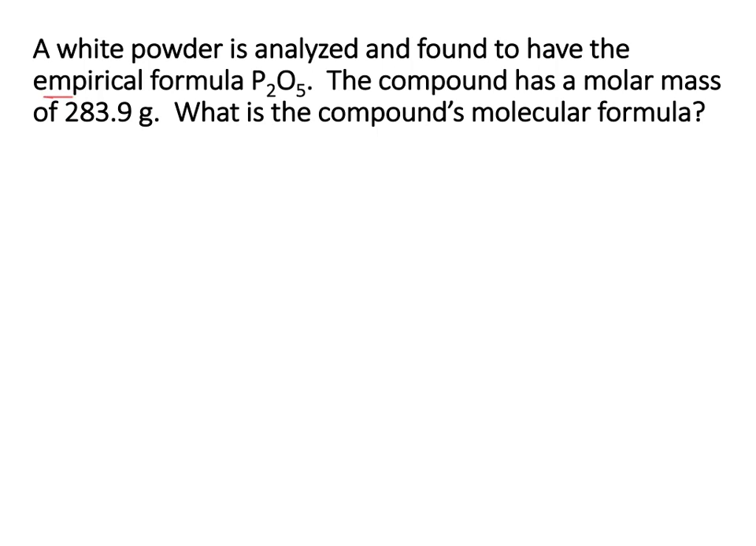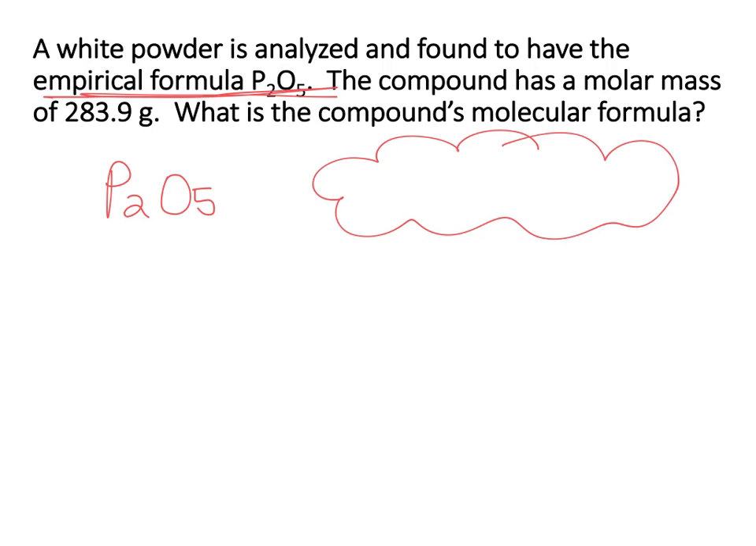Look, they did the hard part for us. They said, hey, I've got this compound. The empirical formula is P2O5. So I've got this white powder. So here I'm gonna draw a sample of my white powder. So draw a blob on your notes that looks just like that. This compound has a molar mass of 283.9 grams. What's the compound's molecular formula?